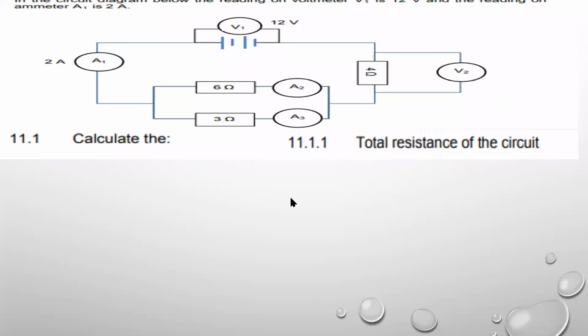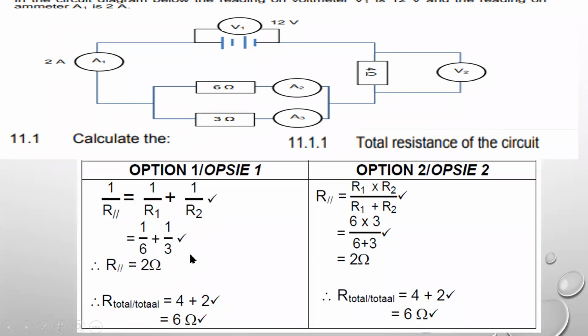First of all, they are asking you the total resistance. How are we calculating total resistance, people? First of all, we are calculating the parallel combination, and then we are adding 4 ohms. As you see, the parallel combination giving you 2 ohms, 4 plus 2, 6 ohms for total resistance. The other option is here. If you have 2 in parallel combination, it is option 2.